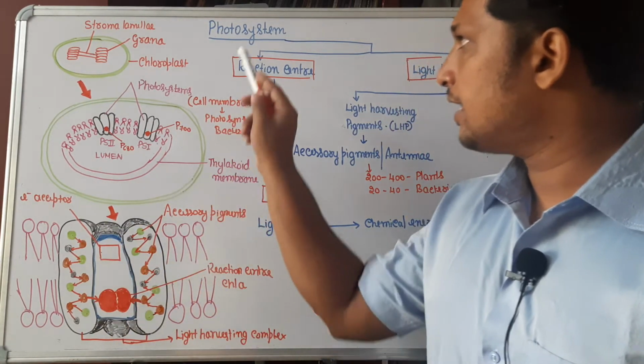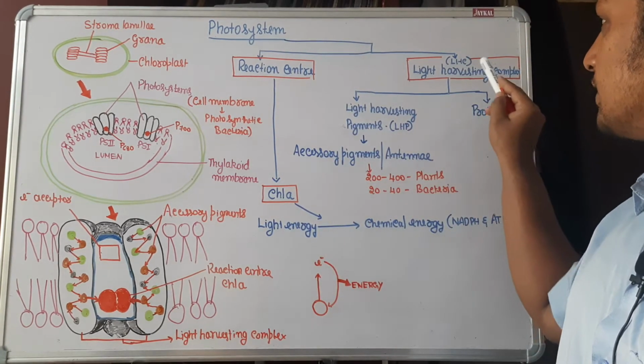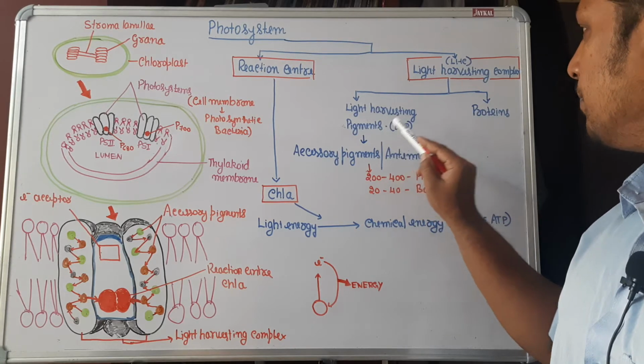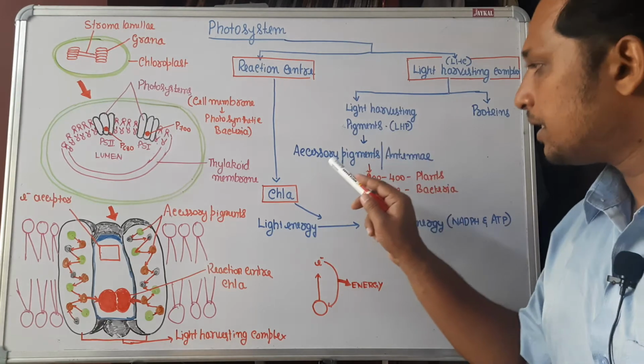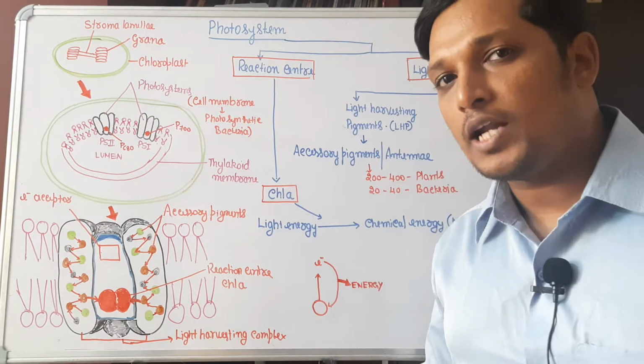So, I have given you the classification. Photosystem is composed of light harvesting complex, in short LHC, which is composed of light harvesting pigments associated with proteins. Light harvesting pigments are also called accessory pigments. They are also called antennae. Why are they called antennae?